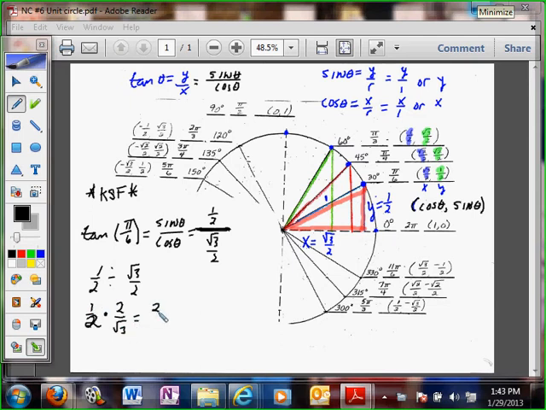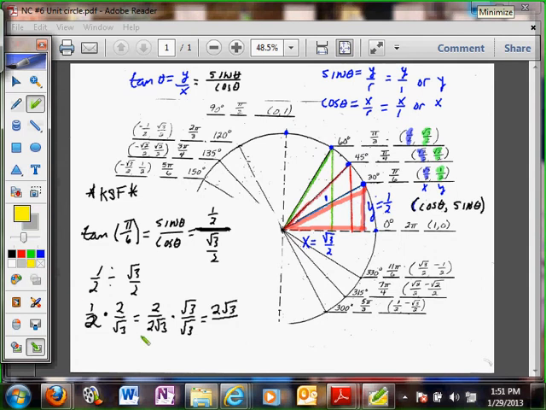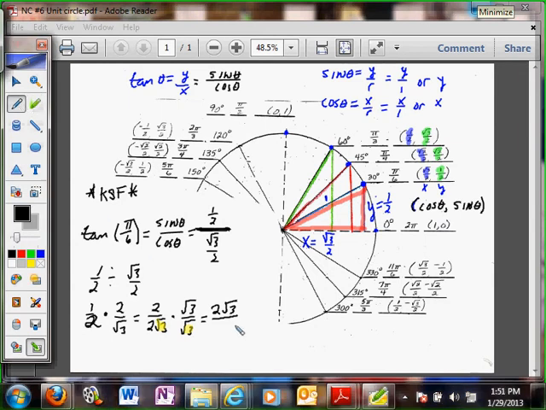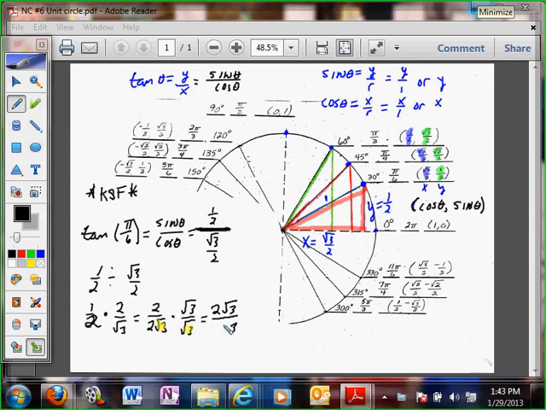So 1 times 2 is 2. 2 times root 3 is 2 root 3. We can't have radicals on bottom, so we need to multiply that by root 3 over root 3. 2 times root 3 is 2 root 3. Then we should know by now that root 3 times root 3 is 3, times this 2 out here, because 2 is being multiplied by this root 3. So I get 2 times root 3 is, again, 2 root 3, and then 2 times 3 is 6.